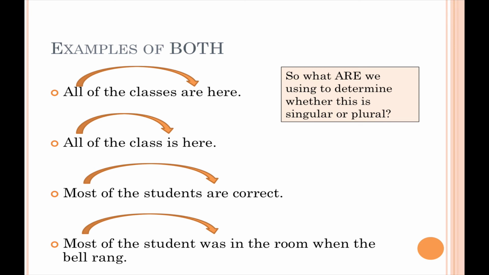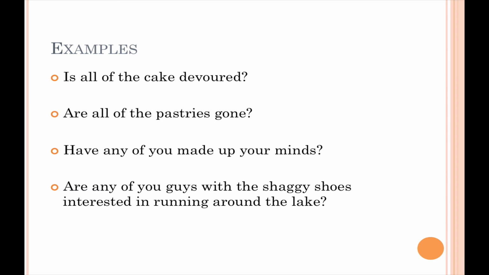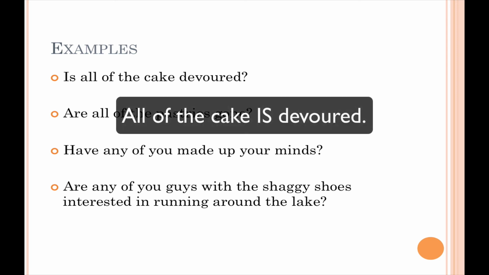help you determine agreement. And so when we change these into interrogative forms or question forms, we still may have to restructure the sentence and put it in a statement form to double check our agreement. So for example, is all of the cake devoured? We would rearrange that and go, yes, all of the cake is devoured. Therefore, all in this case is singular because cake is singular, and that helps us inform all as to whether it's going to be singular or plural.